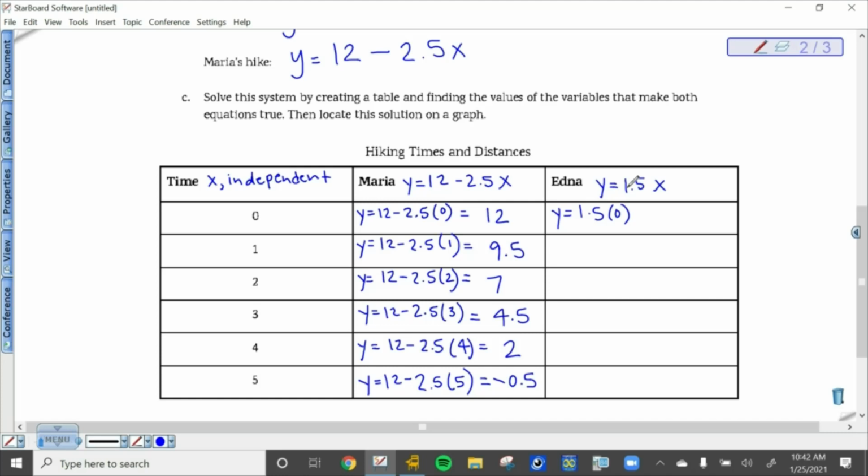So now let's go on to the next page and graph the lines. Start by scaling the x-axis and the y-axis. And remember, time, the hours go along the x-axis, distance along the y-axis.